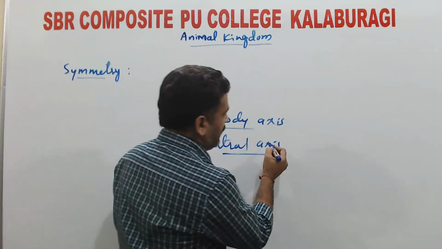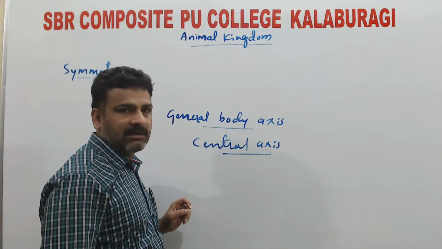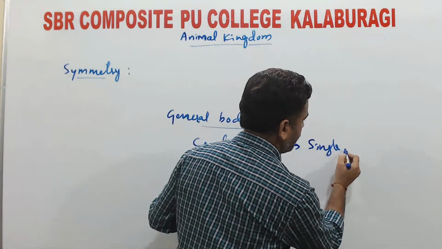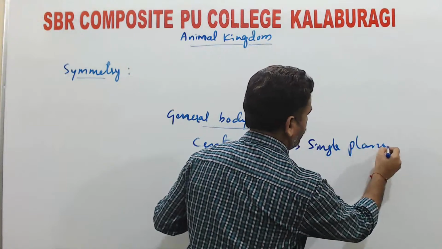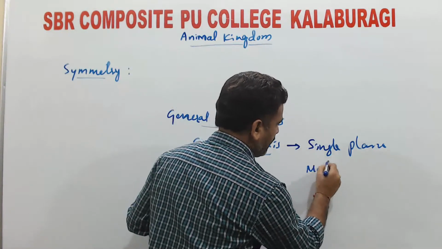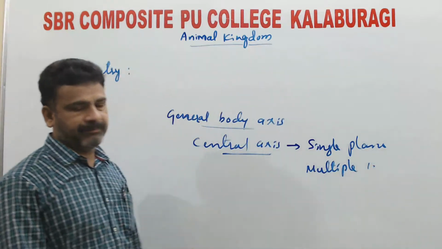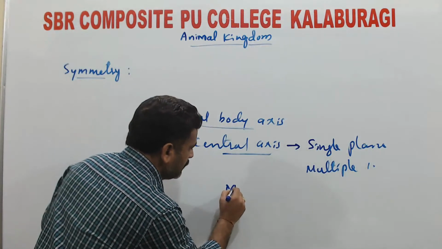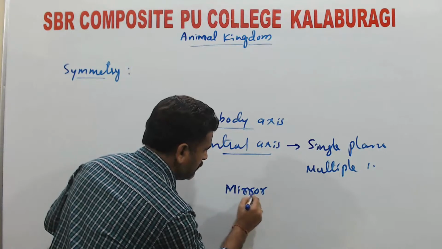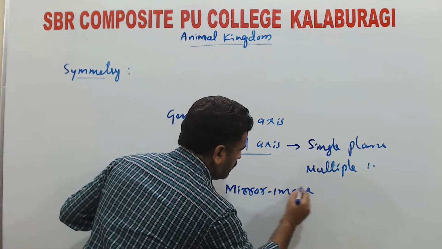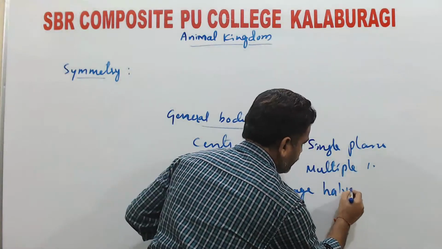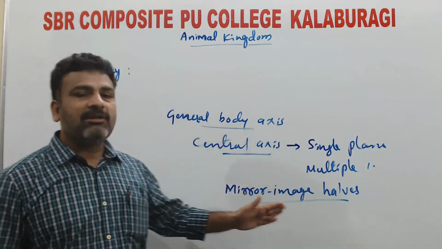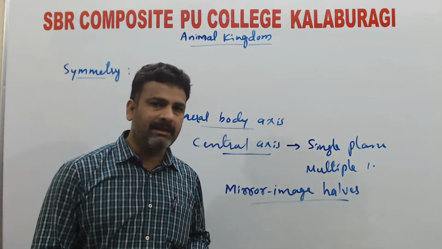So when an individual possesses this central axis, or general body axis, and we cut the individual's body either in a single plane or multiple planes, then we will get the mirror image halves. Mirror image halves. So that is called symmetry.